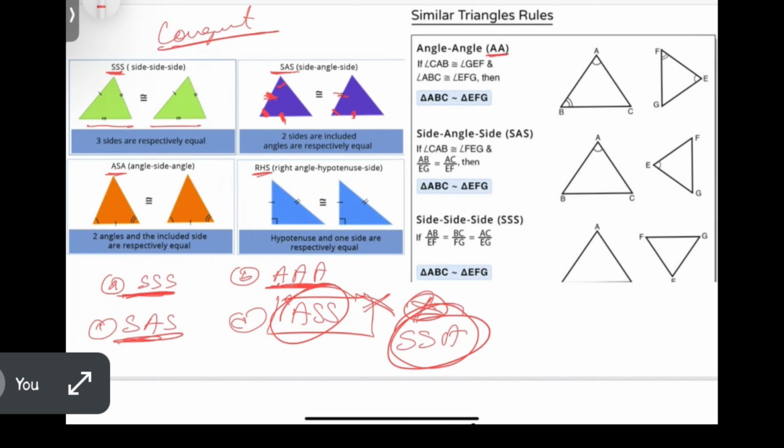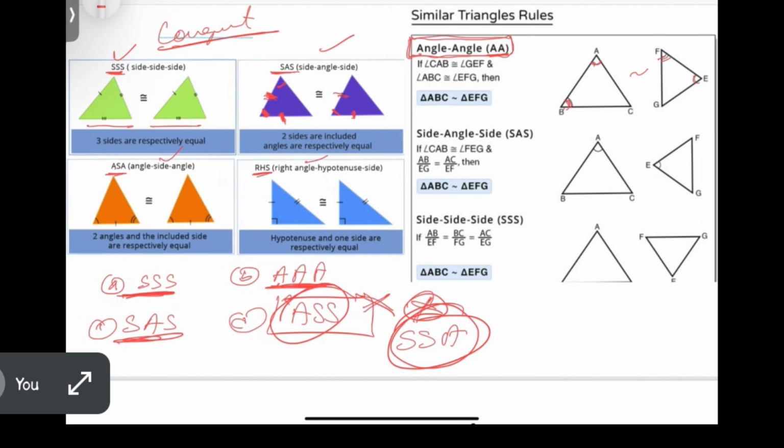That means if two angles are the same, if this angle and this angle are the same, we can say these two triangles are similar by angle criterion. For similar triangles, there is also a special criterion here: you don't need to find three. In this case we have three, in this case three, but in this case we have only two angles. That means for similar triangles, we have the angle criterion also.